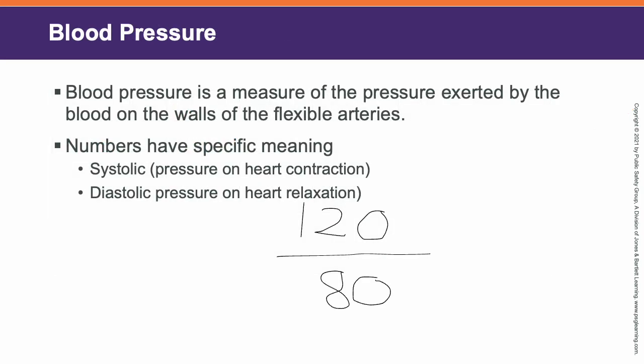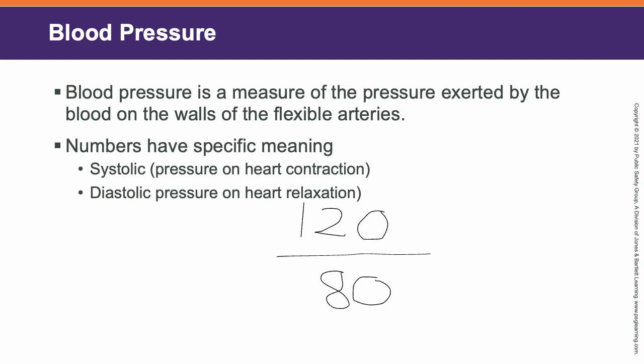Okay? The next thing we're going to talk about is blood pressure. So a blood pressure is a way to measure the pressure in your arteries. Okay? This is an indicator of heart health, of your overall health, whether your arteries are completely open or maybe if you have something going on. Okay? So your blood pressure is measured like this. You have 2 numbers that have a specific meaning.